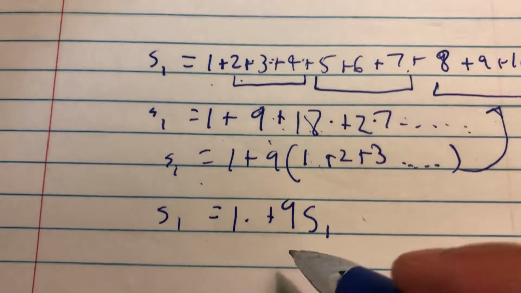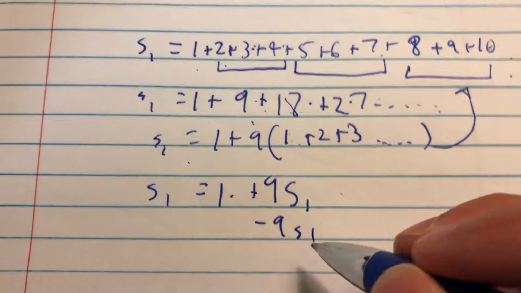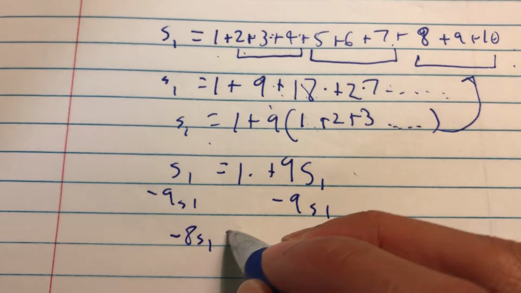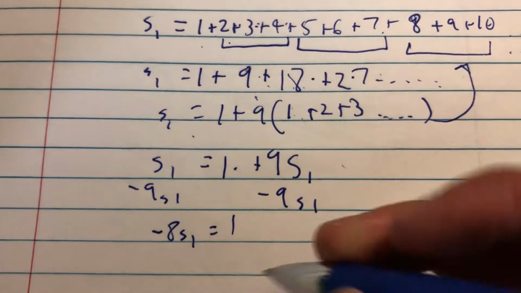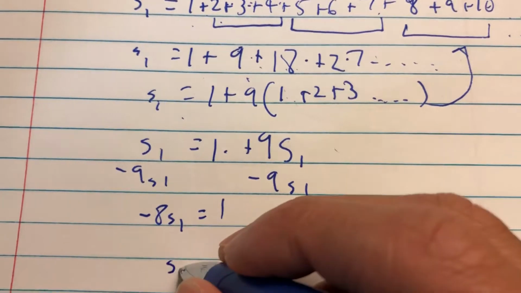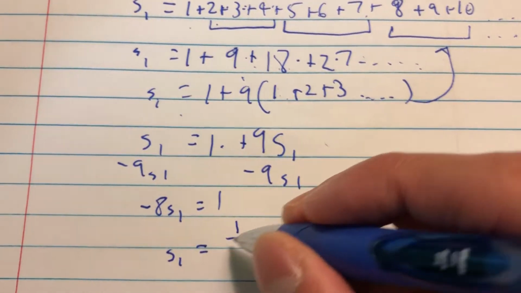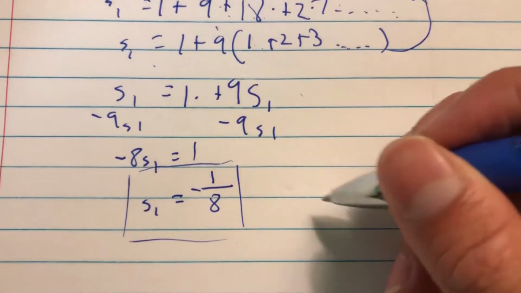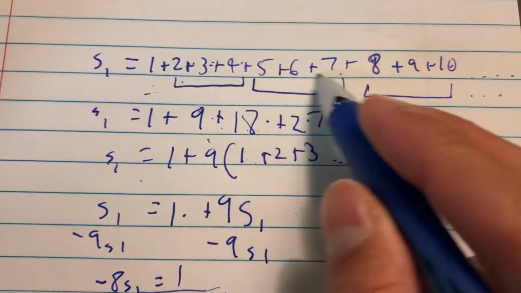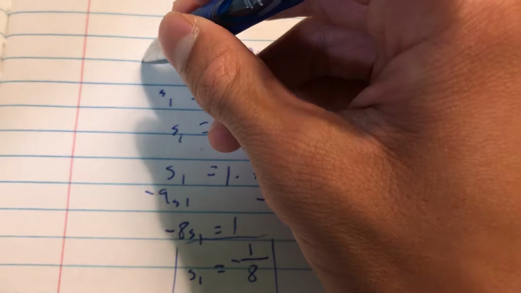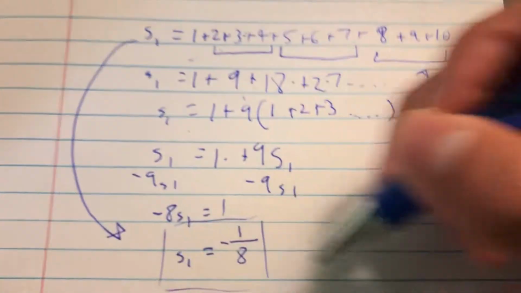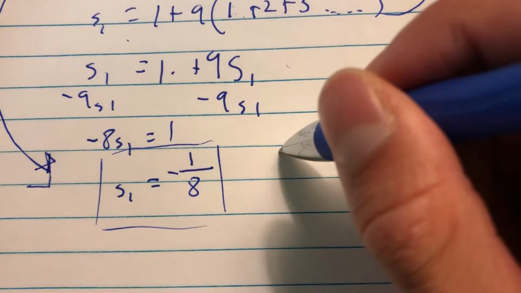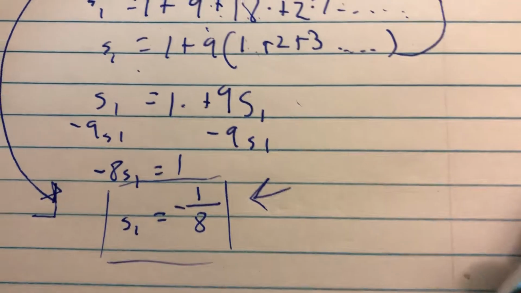So we can subtract 9 S1 on both sides. We have negative 8 S1 is equal to 1. And we divide by negative 8 on both sides of the equation. S1, which is 1 plus 2 plus 3 all the way down, is equal to 1 over negative 8, this negative fraction right here, and that is just fascinating.